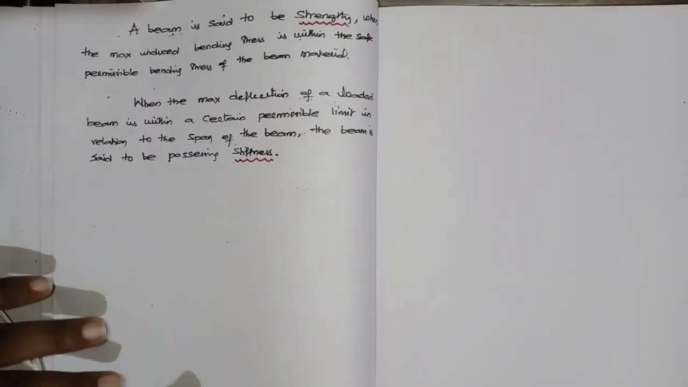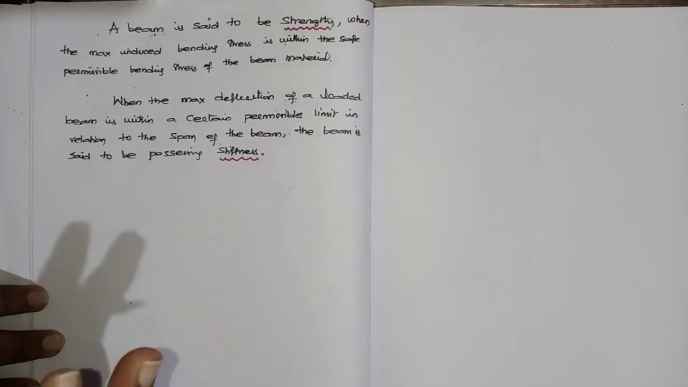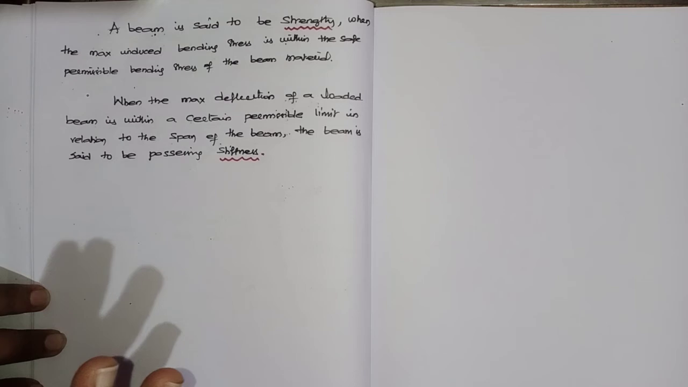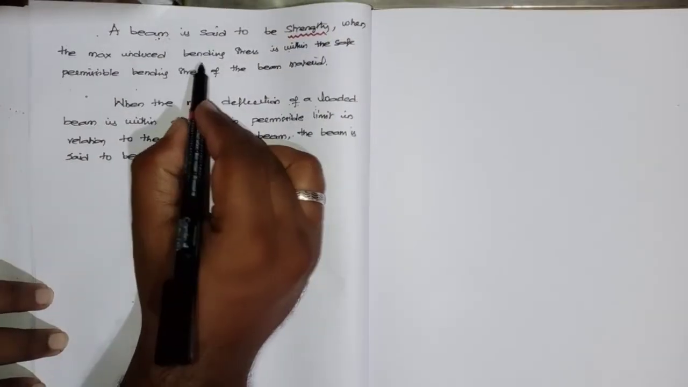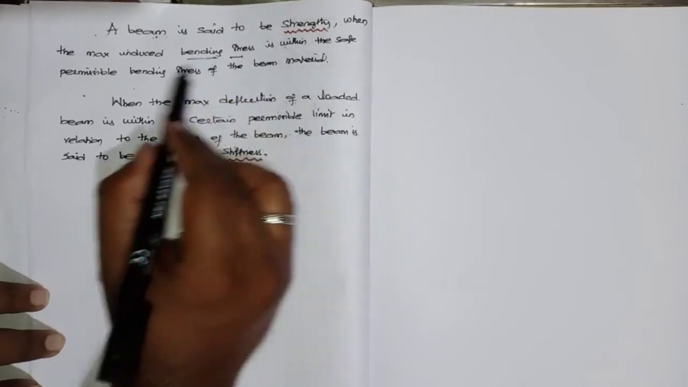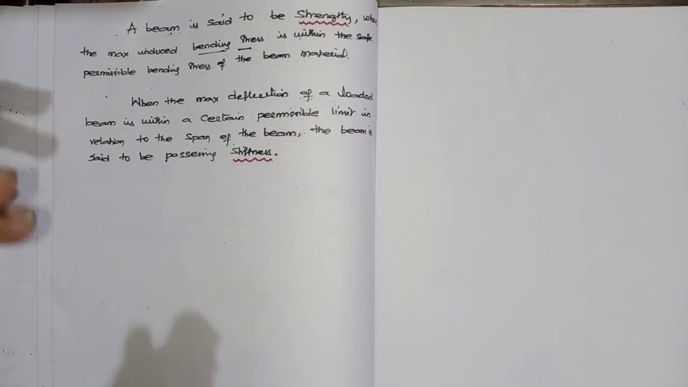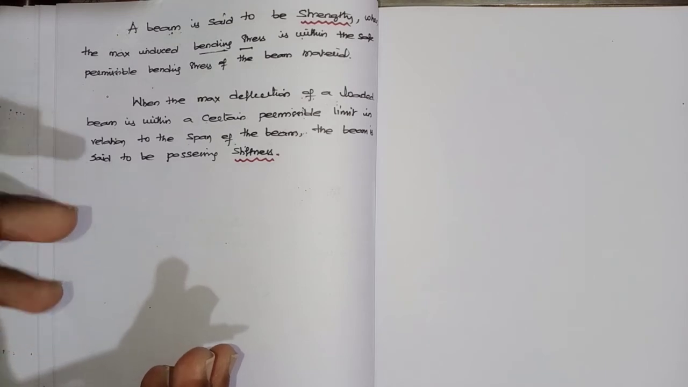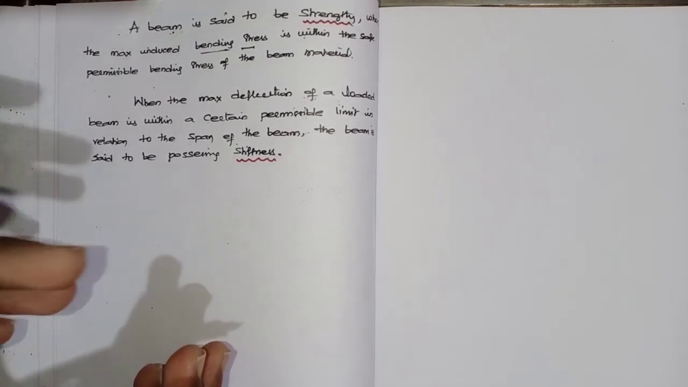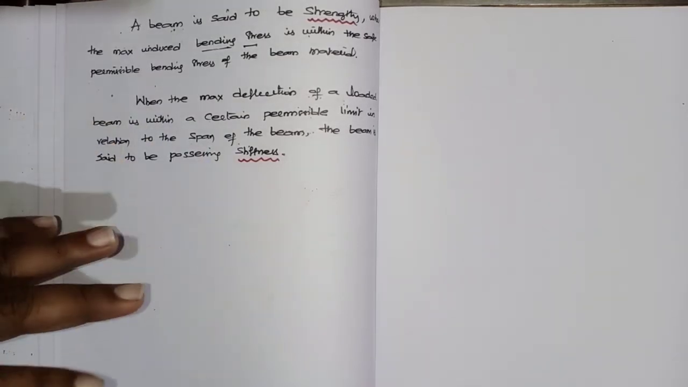Now generally, after knowing the deflections like that, we can say two very important things, that is the strength of the beam and stiffness. A beam is said to be strong when the maximum induced bending stress, that is f, is within the safe permissible bending stress of the beam material. Means the beam material will be developing some resistance, and because of the loading, a moment will be developed. The moment developed due to loading should be less than the moment developed due to the material. Then only the beam can be said to be strong.